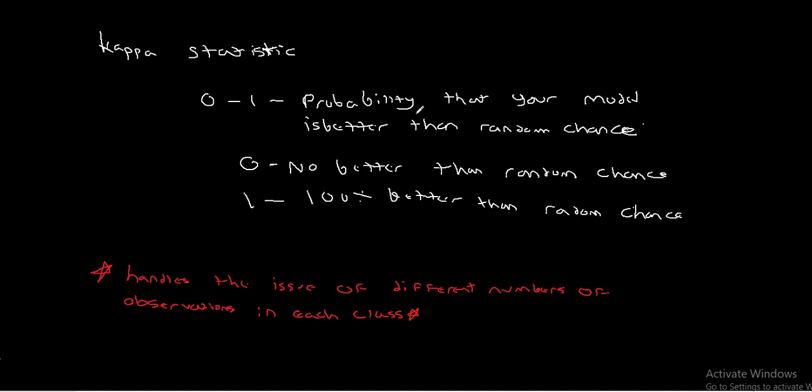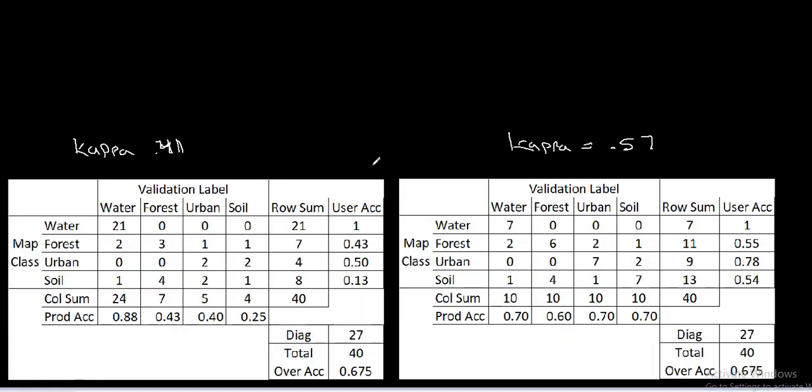So what I want to do is look at two different error tables and compare how the kappas look between them. These are two different error matrices. They have the same number of observations, 40 total. They have the same number of correctly classified pixels, 27. So our overall accuracy is the same.